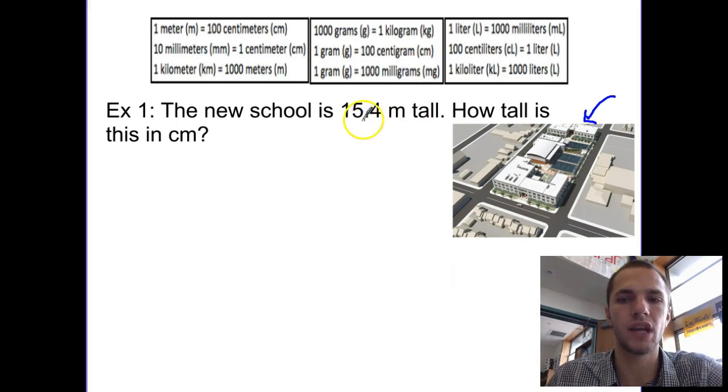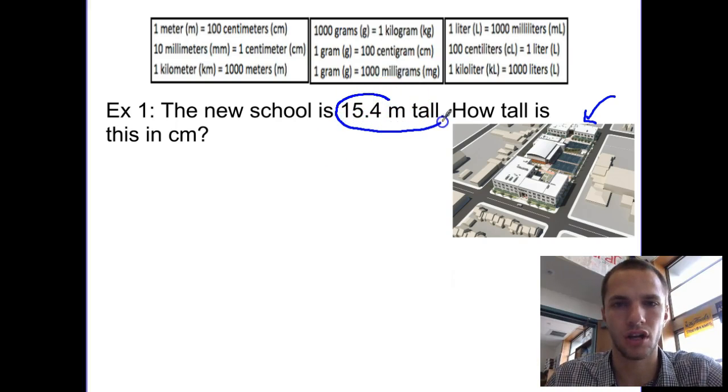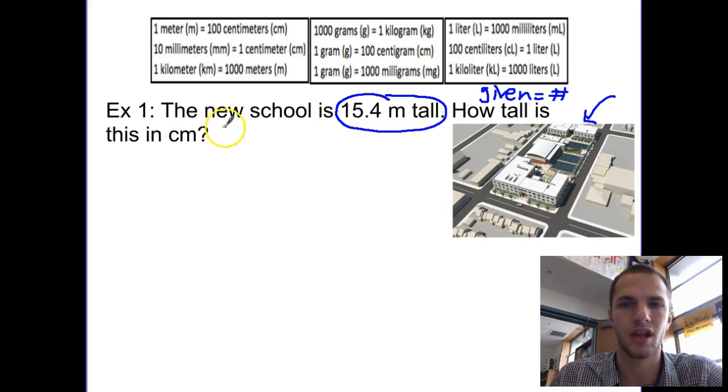So what we want to do in every problem is circle our given. Our given is going to be the number. So our given is equal to the number. We want to circle it. And underline our unknown. Our unknown is what the problem is asking for. It's saying, how tall is this in centimeters?